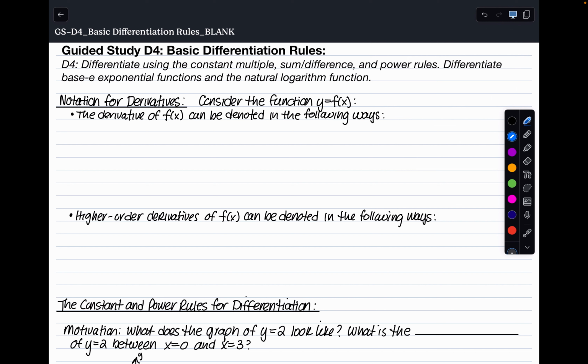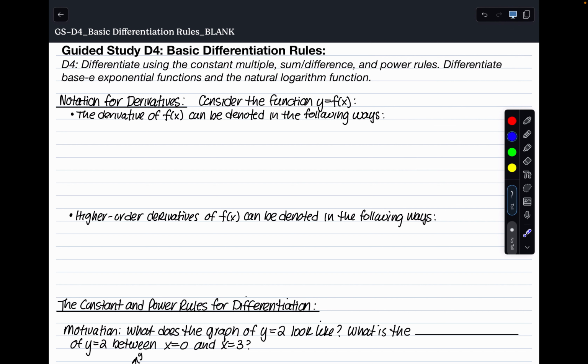Hello students! In this video, we are going to discuss the guided study for learning target D4. That is basic differentiation rules. In this section, we are going to differentiate functions using the constant multiple, sum difference, and power rules. We will also differentiate some other types of functions, specifically base e exponentials and the natural logarithm function.